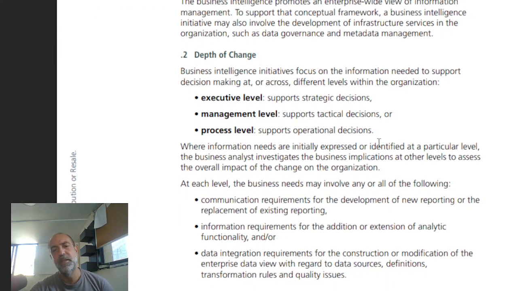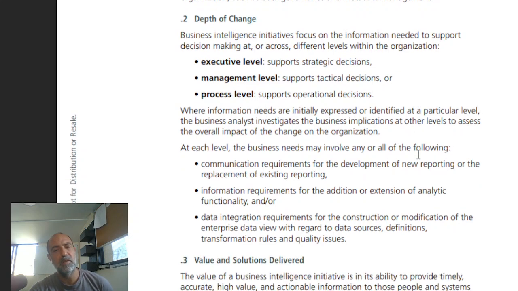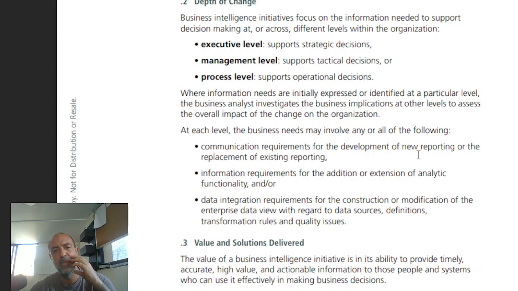So executive level is strategic, right? And strategic is, I guess, why. And management level is basically how. And the process level is what? Does the process level kind of do the things?